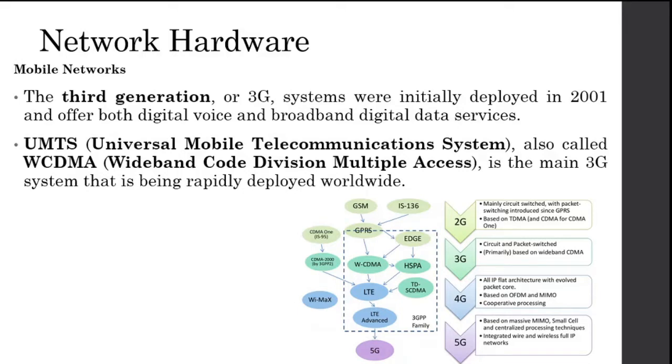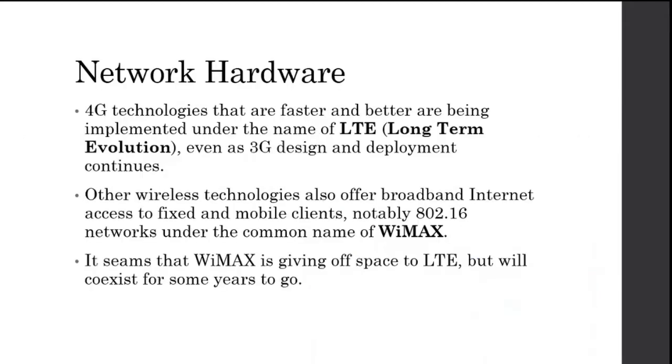Yes, as you said, the 3G systems were deployed in 2001, and they of course offer digital voice and broadband digital services. But also we have UMTS, which is wideband code division multiple access. It is the main 3G third generation system that is being rapidly deployed worldwide. What we hope is that 5G will be really advanced in the near future.